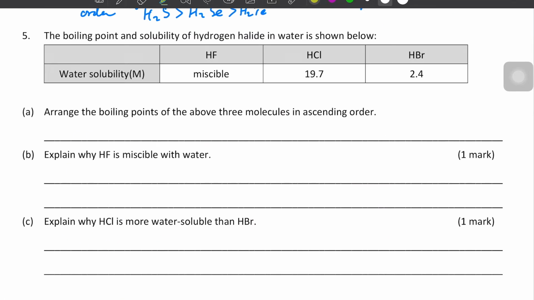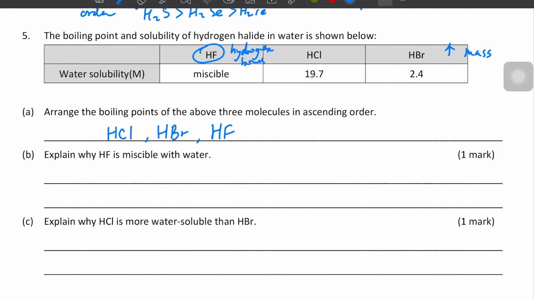For question 5, first is to arrange the order in ascending order of boiling point. Well, it's easy, because again HF is a special case because it can form hydrogen bonds, right? But this one has high mass. Well, this one has hydrogen bonding. HCl has neither, so it should have the lowest boiling point. That is HCl. Then comes HBr and finally HF, which has the highest boiling point.